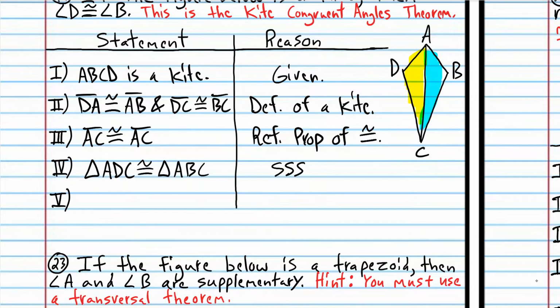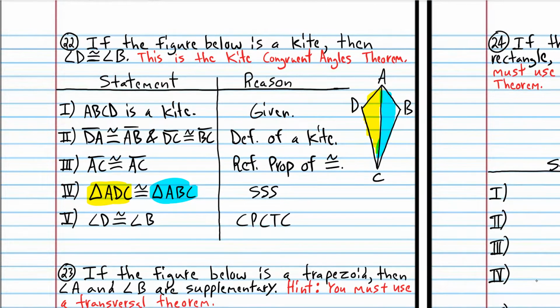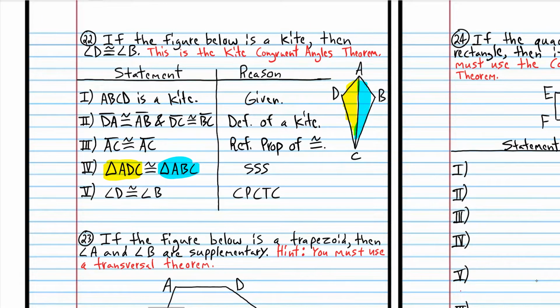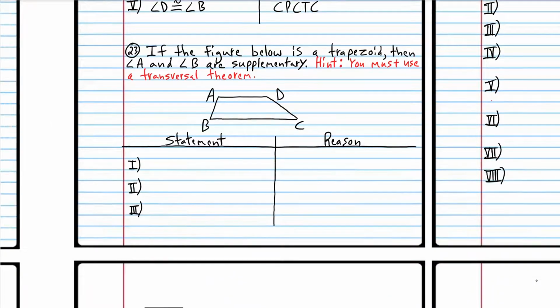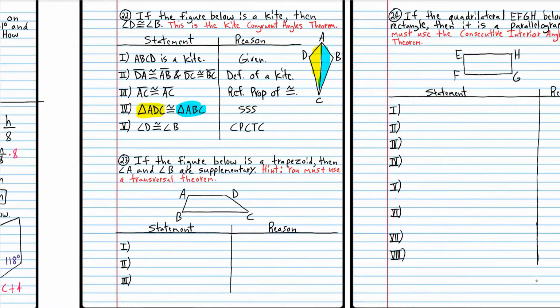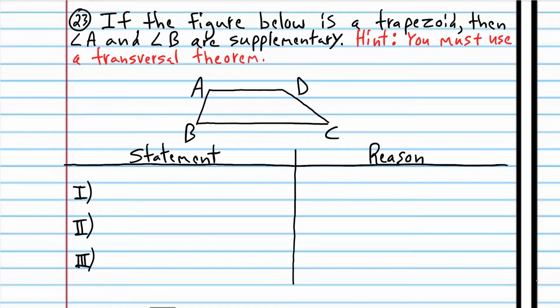Now we know that the yellow triangle and the blue triangle are congruent, which means that corresponding parts of congruent triangles are congruent. All the corresponding parts are congruent, so that means that obviously angle D must be congruent to angle B, and that's what we're trying to prove. So there you go, we did it. So if you got that one right, good job. On to number 23. We've got 3 more problems.